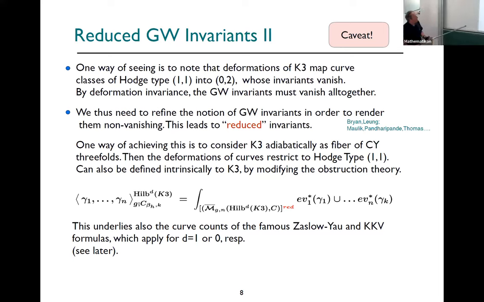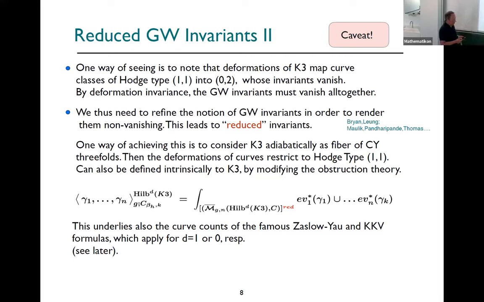So the way out the mathematicians are proposing is to modify the definition of the invariant to a reduced form of the invariant, and that's like the work of Pandharipande and others. The mathematical logic is to change the obstruction theory so that this vanishing does not occur. And in a more physics way, a way to view this is to consider the K3 as a fiber of a Calabi-Yau threefold.